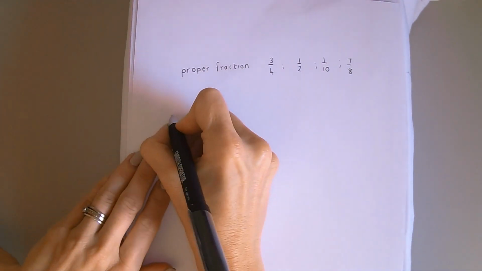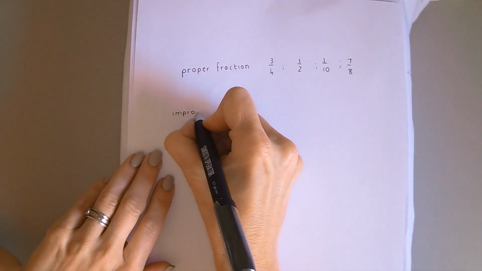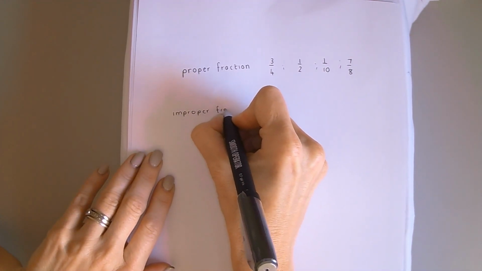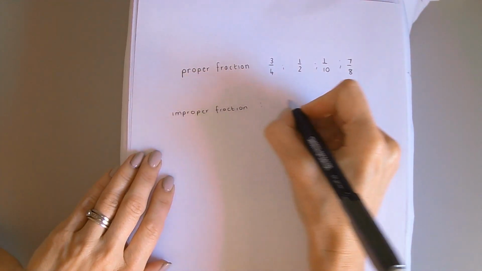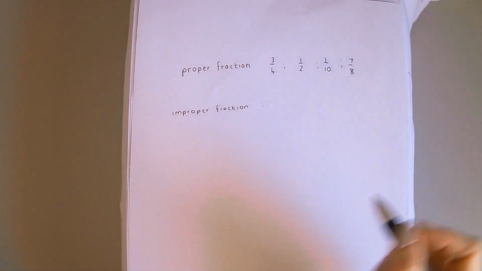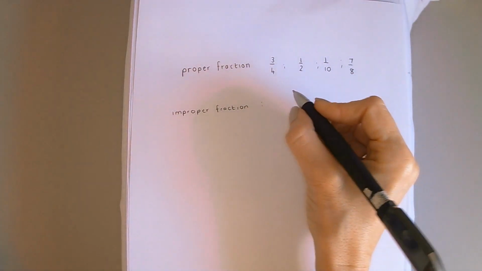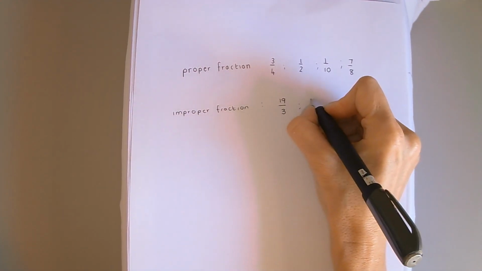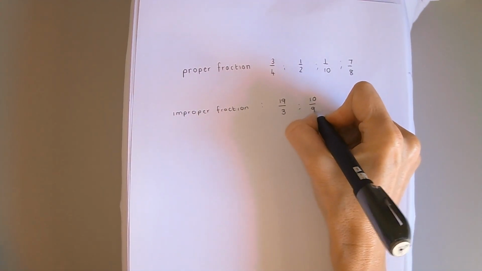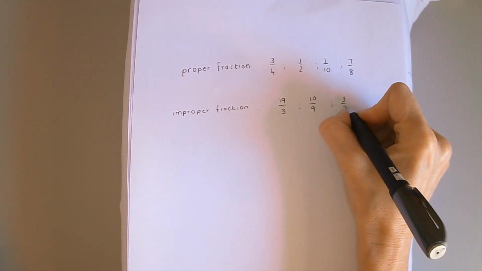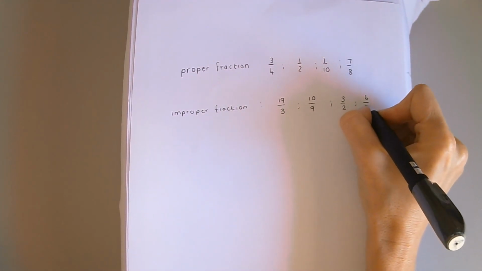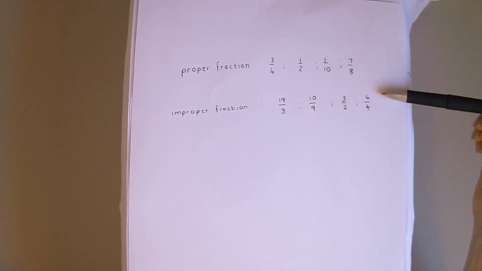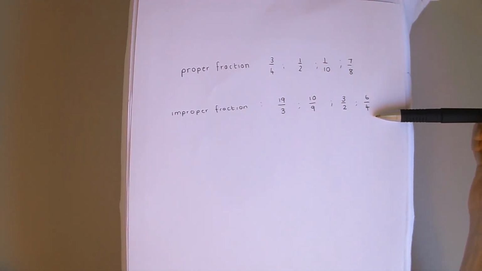Okay, then you might get something called an improper fraction. An improper fraction is a fraction that is top heavy, which means that the numerator is bigger than the denominator. So for example, you're going to have something like this. You'll have 19 over 3 and 10 over 9, or maybe even 3 over 2, or maybe even 6 over 4. Can you see that the numerator is bigger than the denominator?